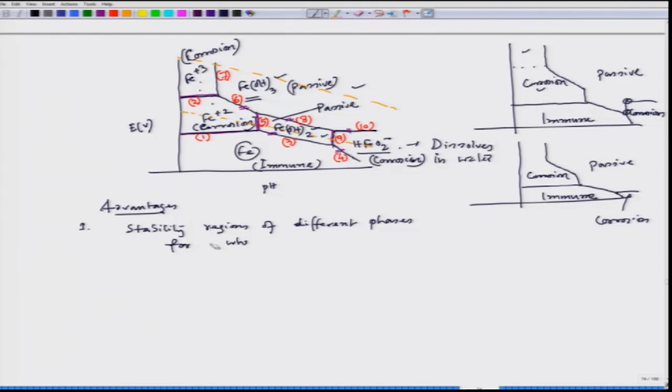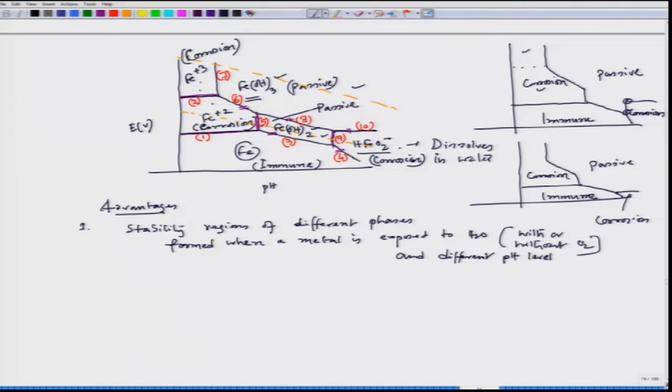Different phases formed when a metal is exposed to H2O, with or without oxygen, and at different pH levels. That is what we are saying, that we are finding a corrosion zone, an immune zone, a passive zone, and a corrosion zone further on the right side, on the higher pH side. This is one important piece of information we get once we do these thermodynamic calculations and find out this diagram.